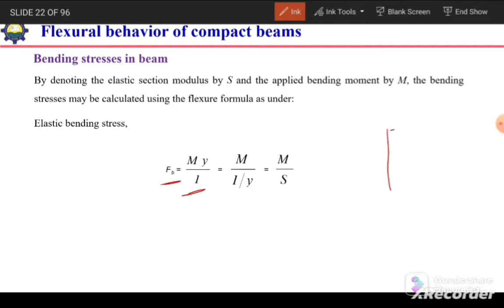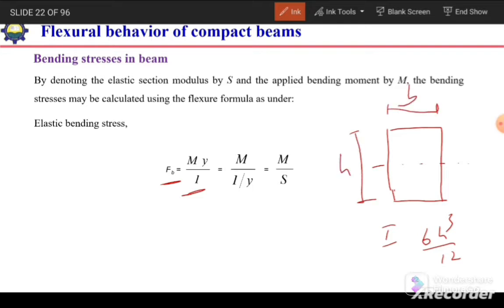For example, we have this rectangular section. So I will be equal to BH cube over 12. This is B and this is H. And y will be the distance from the neutral axis up to the extreme fiber or the point where we want to find this stress value.